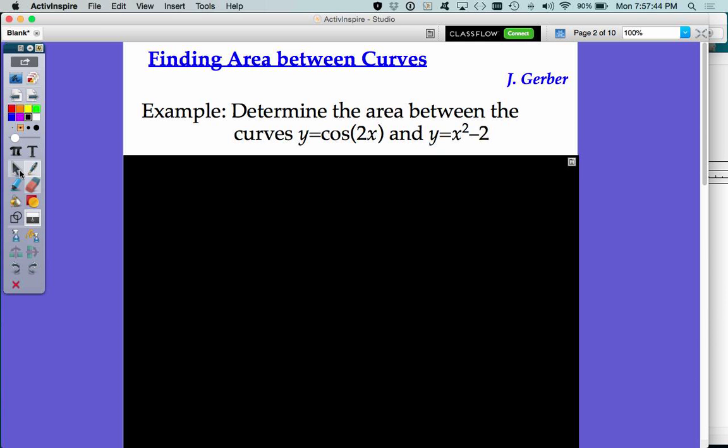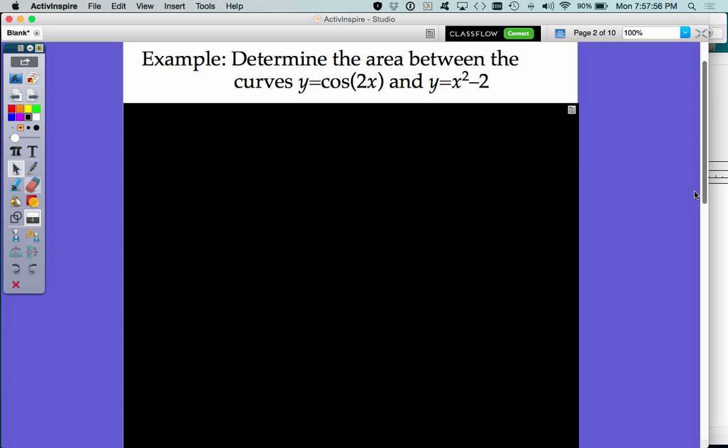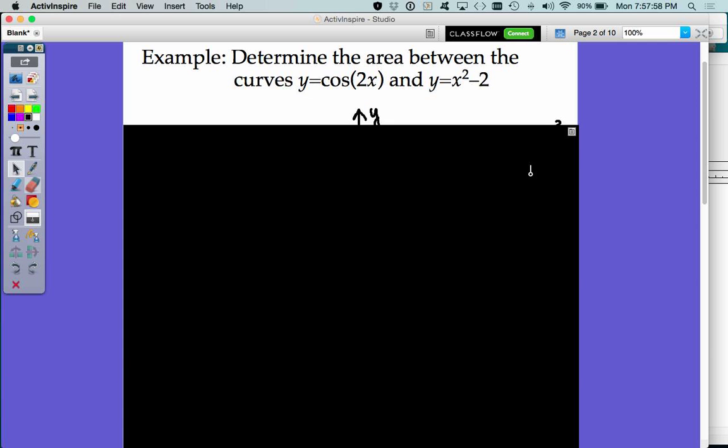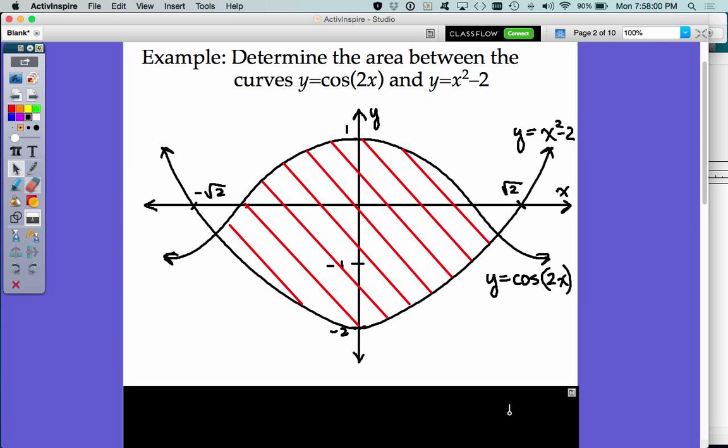We're trying to find the area between the two curves, y equals the cosine of 2x, and the quadratic function y equals x squared minus 2. As is always the case in questions like this, we start with a good graph. We make sure that our graph is big enough that we can see everything and that we shade the region that we're interested in finding. So in this case, we want the area of this red shaded region between the two curves.